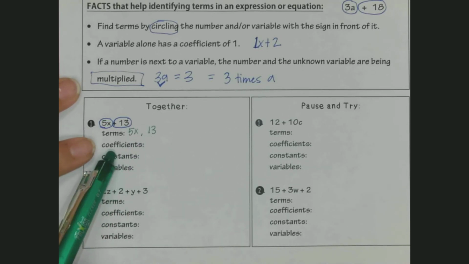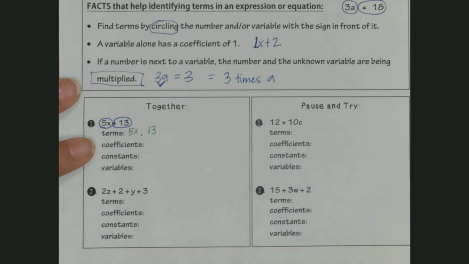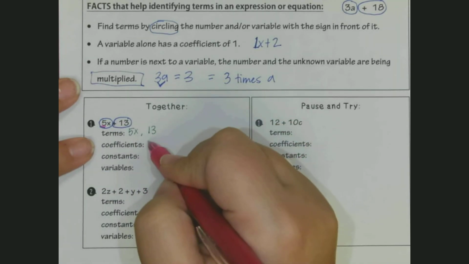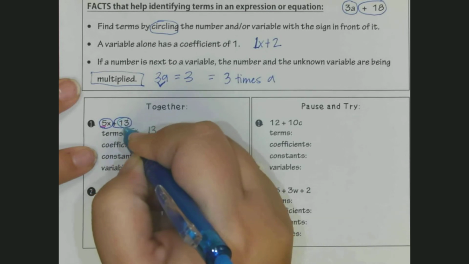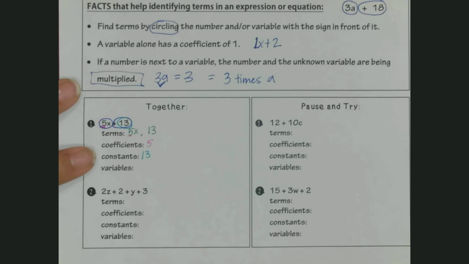If it's negative, however, you do need to write the negative sign. Okay, so the next thing we're looking for is a coefficient. Remember, the coefficient is the number that is attached to the variable. So we have, right here, our 5x. The 5 is the number attached to the variable, so that is my coefficient. Okay, if you remember from the top, a constant is just a number by itself. So I only have one of those. That 13 right there is all by itself, so it's my constant.